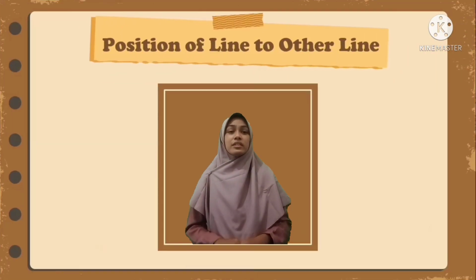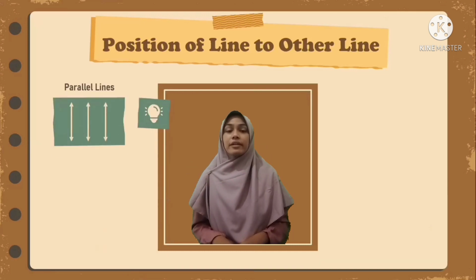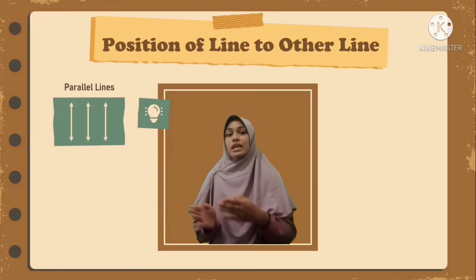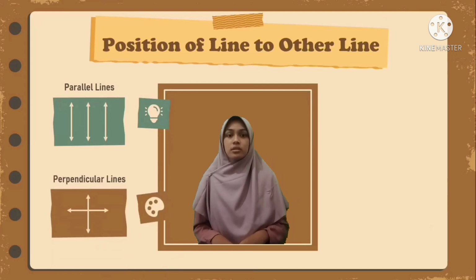Okay guys, the last discussion of the line material is the position of line to other line. The first is parallel lines. Parallel lines are 2 lines that are on the same plane and never intersect even though they are extended indefinitely. The second is perpendicular lines. Perpendicular lines are 2 lines which intersect and form right angles.